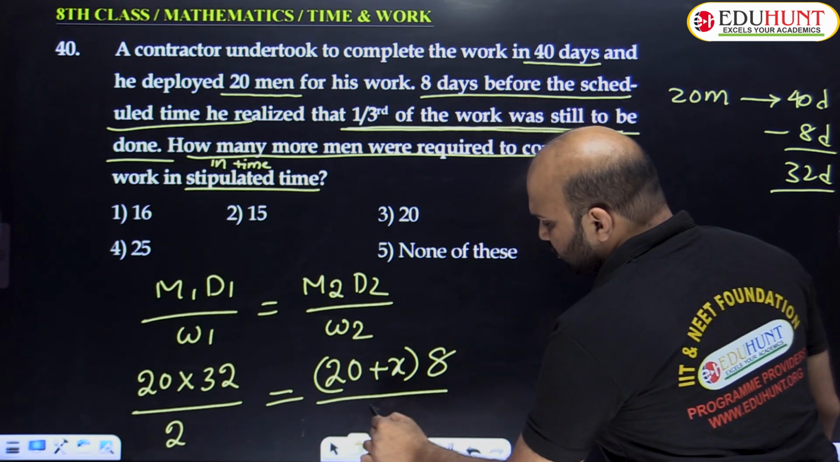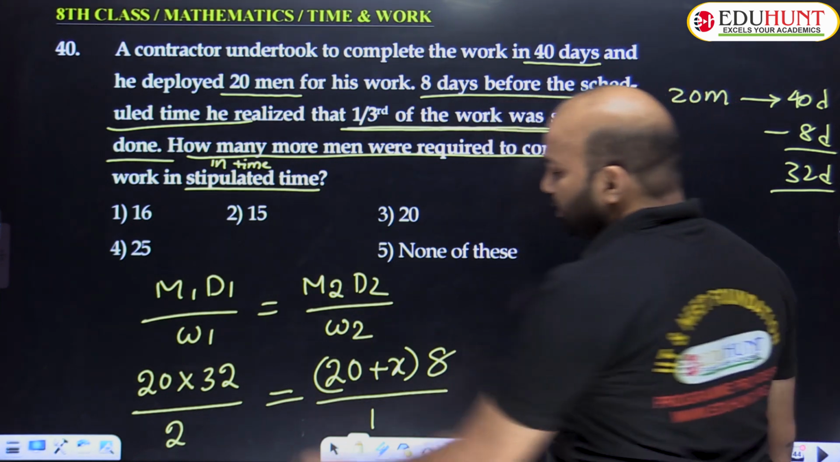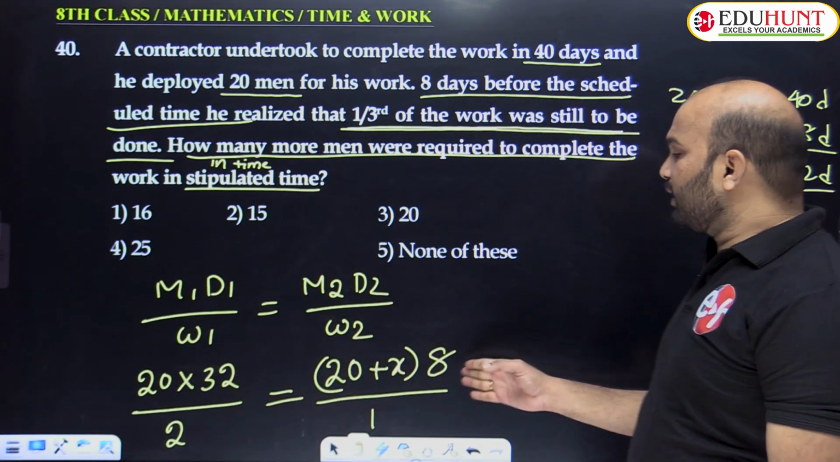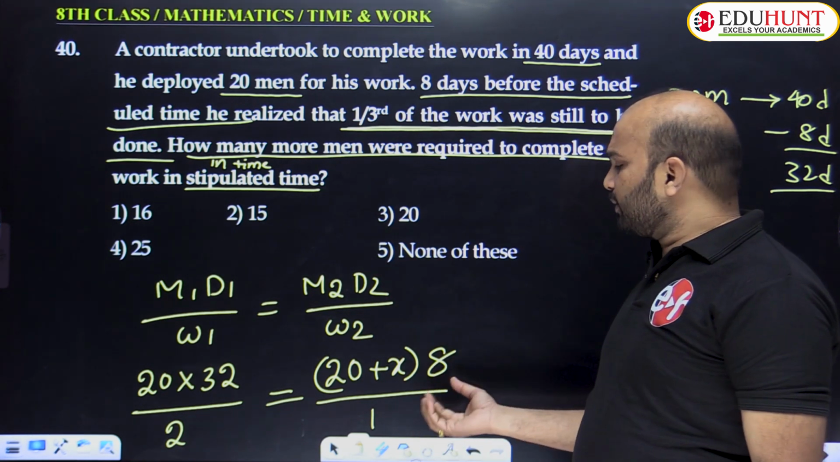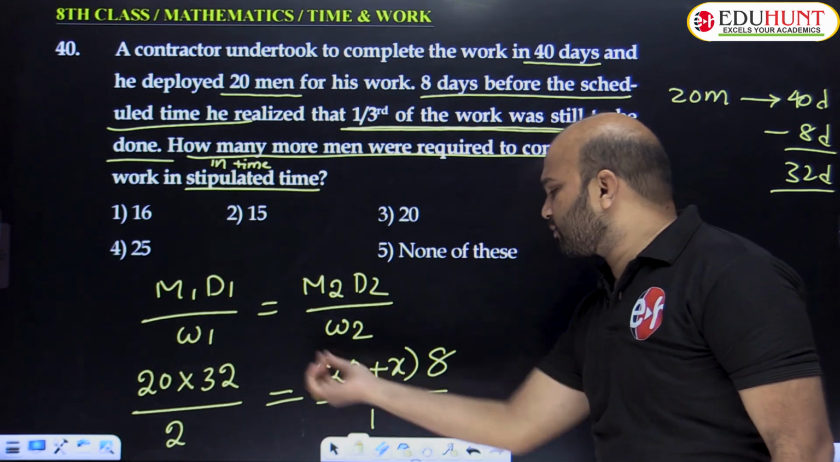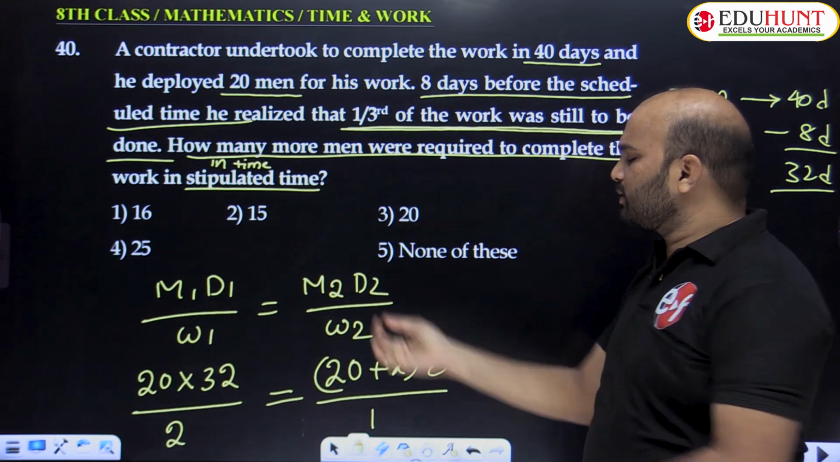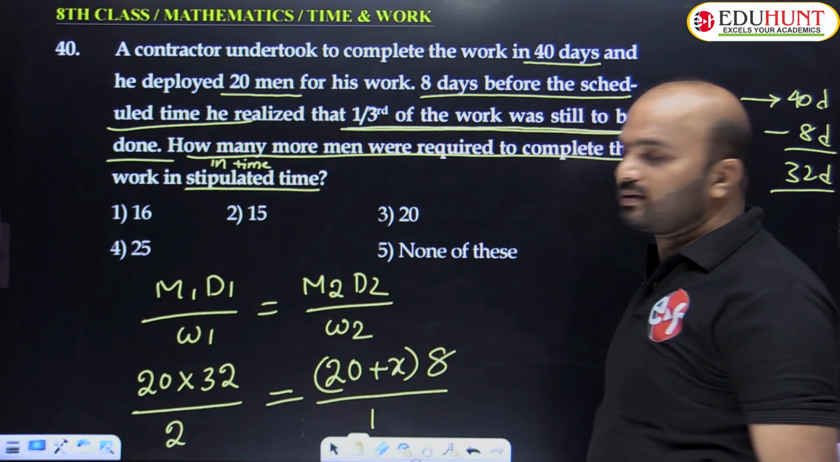So what is W2? Only 1 out of 3 parts is left, which means 2 parts were completed by 20 men in 32 days. So 8 days of work is left. In time means the remaining 8 days of work is left. It will be completed by 20 plus X, because more strength, that is the initial 20 plus X added. The more strength, 20 plus X, completes the remaining one part of the work in 8 days. That is the question.